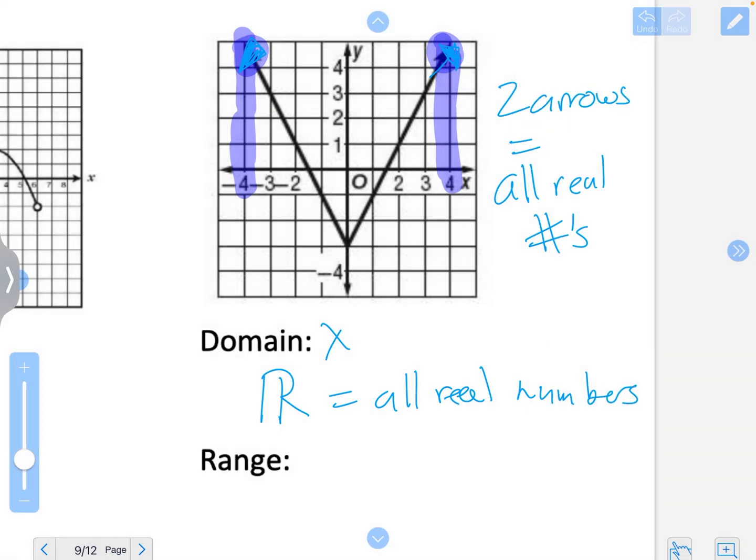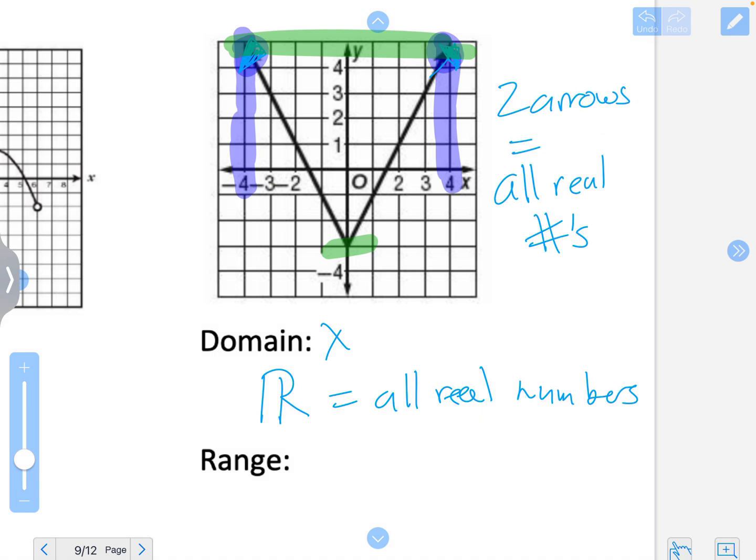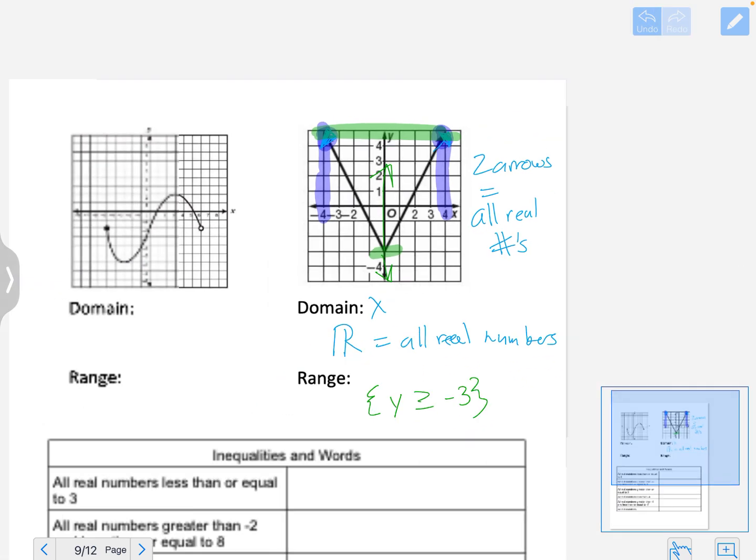So our range is not the case, because if we come all the way down, we do not have an arrow. That's just a point on a line. But if we go up, we have an arrow. So for range, we only have 1 arrow. So we have to go back to y. And is it going up, which is greater, or down, which is less? So greater than or equal to, and that is -3.